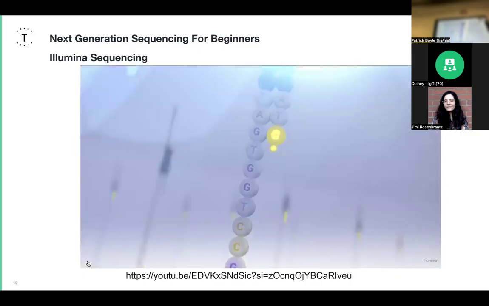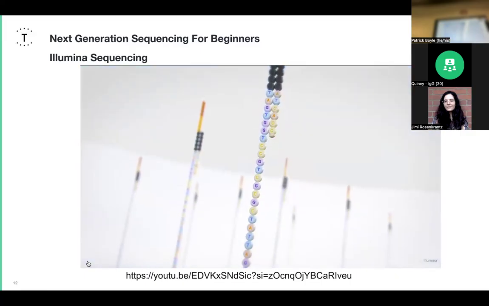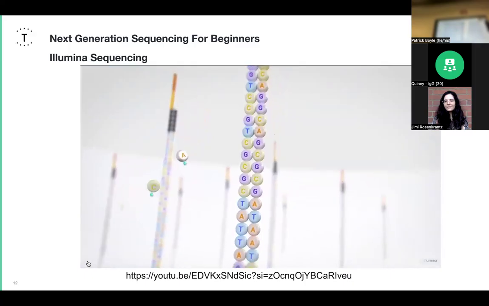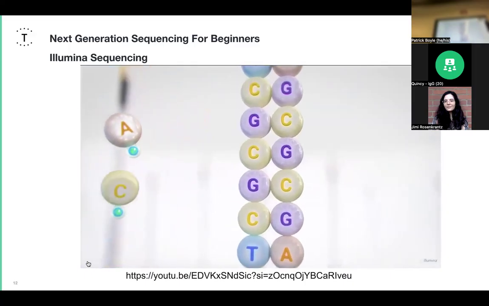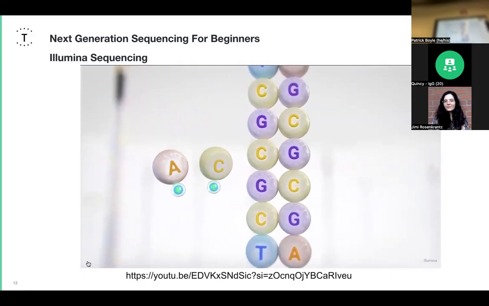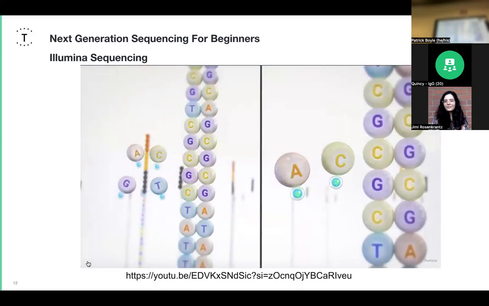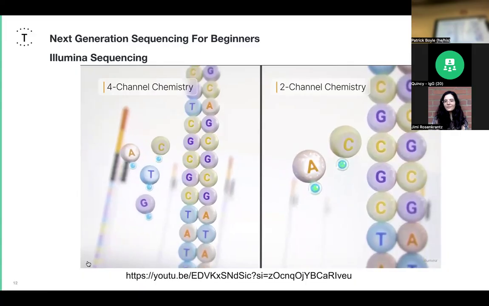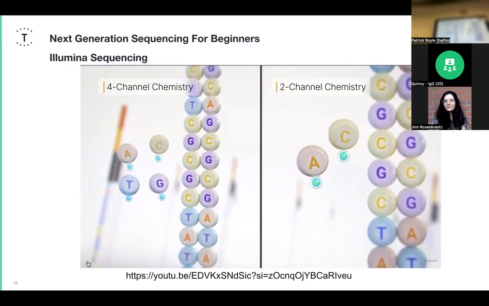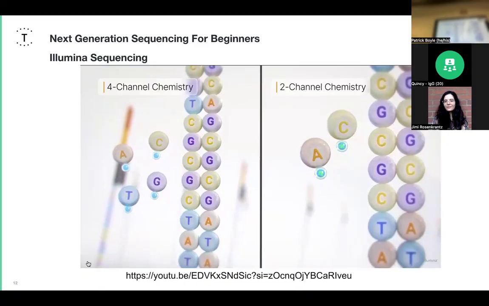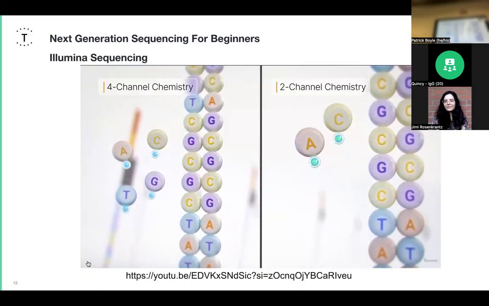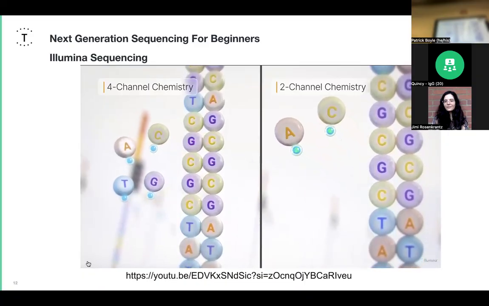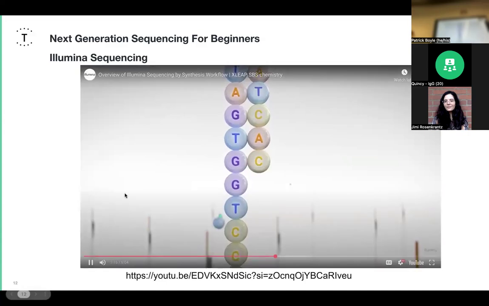The number of cycles determines the length of the read. The emission wavelength, along with the signal intensity, determines the base call. Illumina sequencing systems have moved from a 4-channel detection chemistry to a 2-channel detection chemistry. 2-channel detection chemistry improves efficiency and reduces sequencing runtime. New XLEAP SBS chemistry further improves the speed and accuracy of the 2-channel detection.